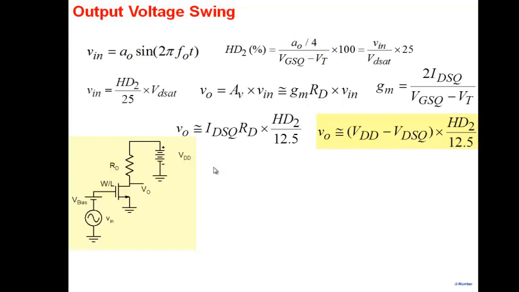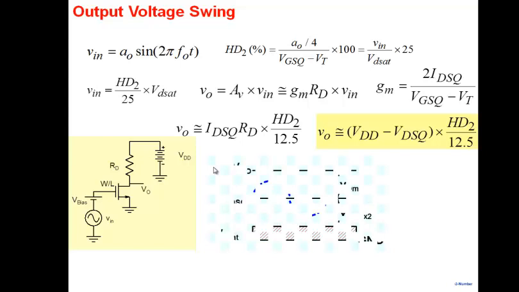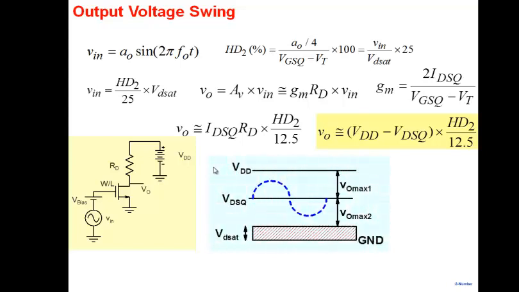Now there are various manipulations that you can do. IDSQ RD you can write in terms of VDD minus VDSQ. You can write it in that way also. So how large a swing can one get then? Well, one limit you are seeing is this hard limit. Another one is that it should not enter triode region. Another limit is being determined by the harmonic distortion, right? Whichever one is now smaller.